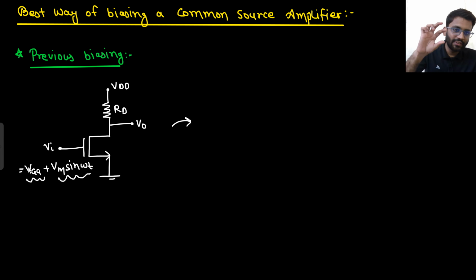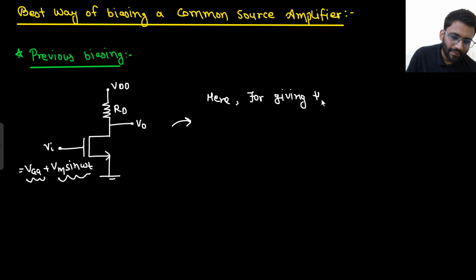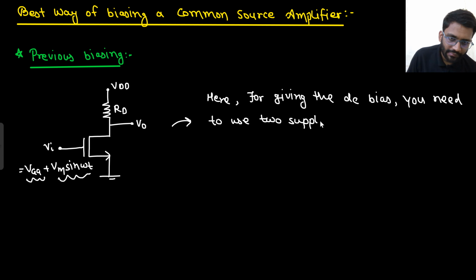But if you are using this kind of biasing, what is the catch here? What is the issue? You are using two batteries, VDD and VGG. For giving the DC bias, you need to use two supplies, two batteries, and those are VDD and VGG. And this is not desirable.